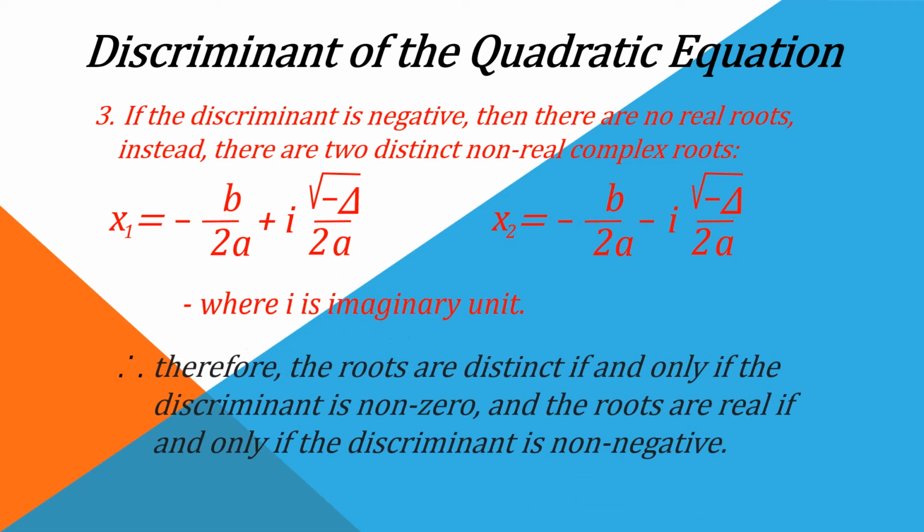Therefore, the roots are distinct if and only if the discriminant is non-zero, and the roots are real if and only if the discriminant is non-negative.